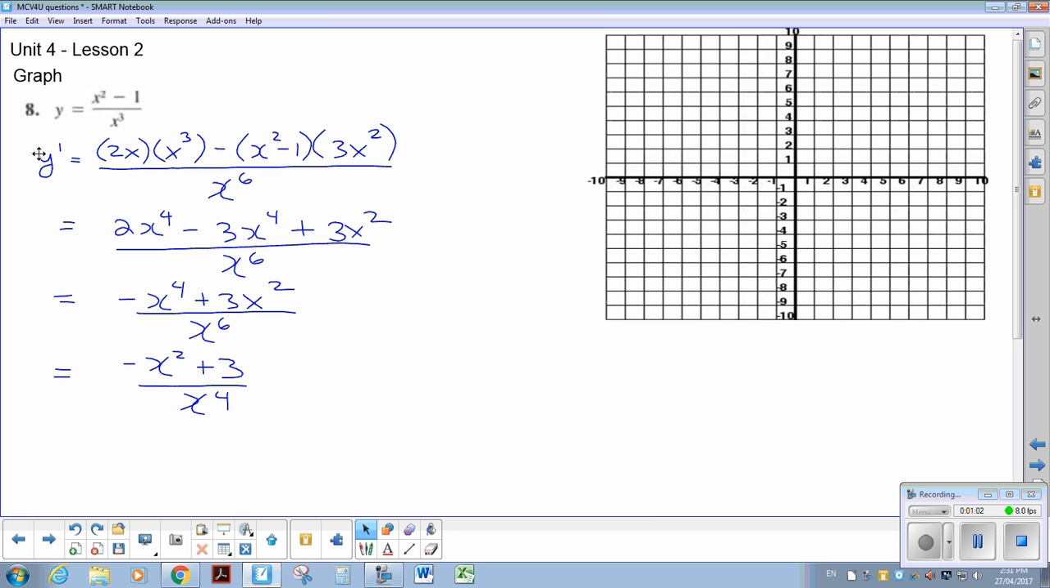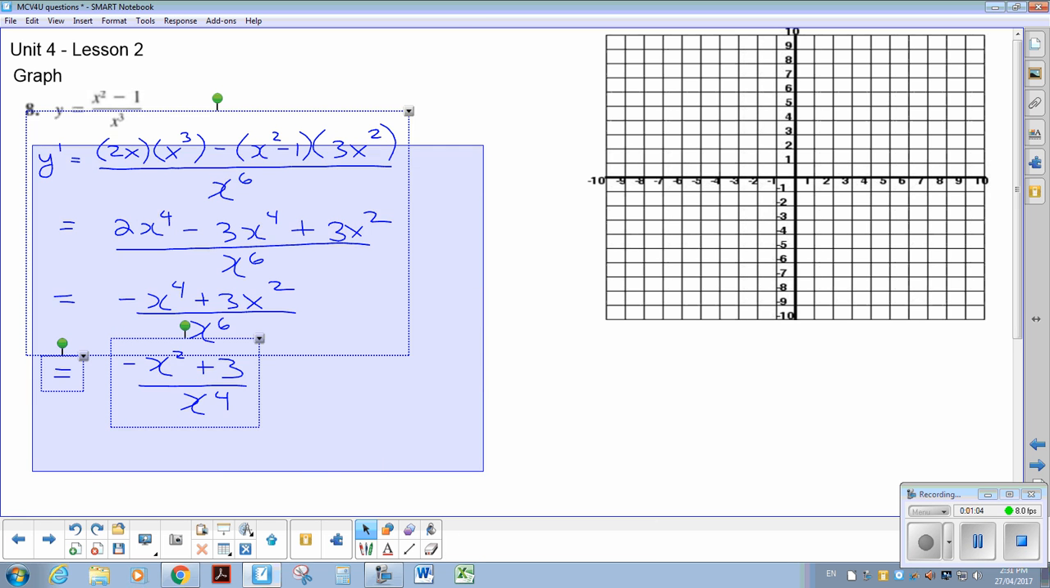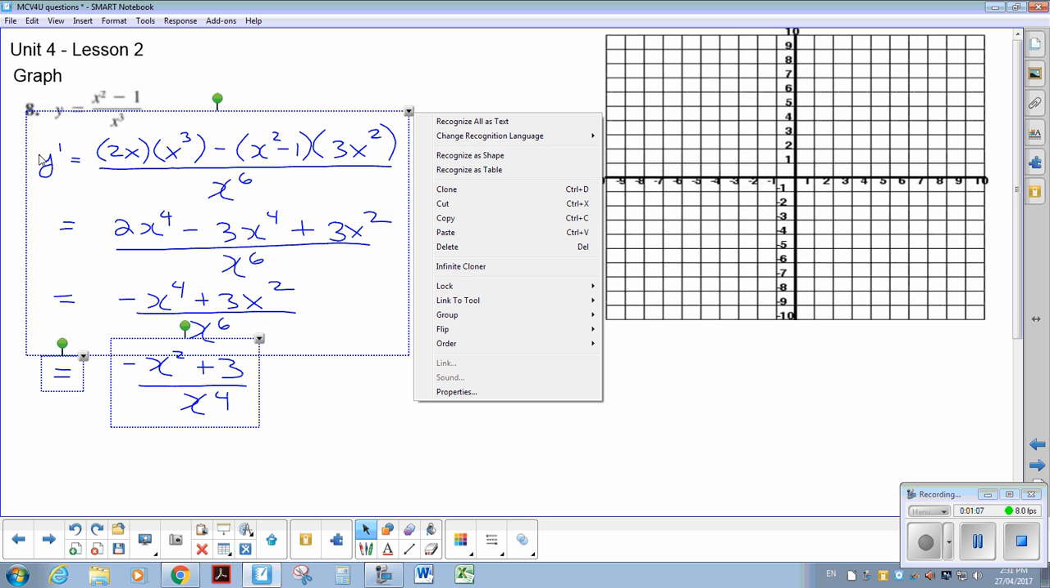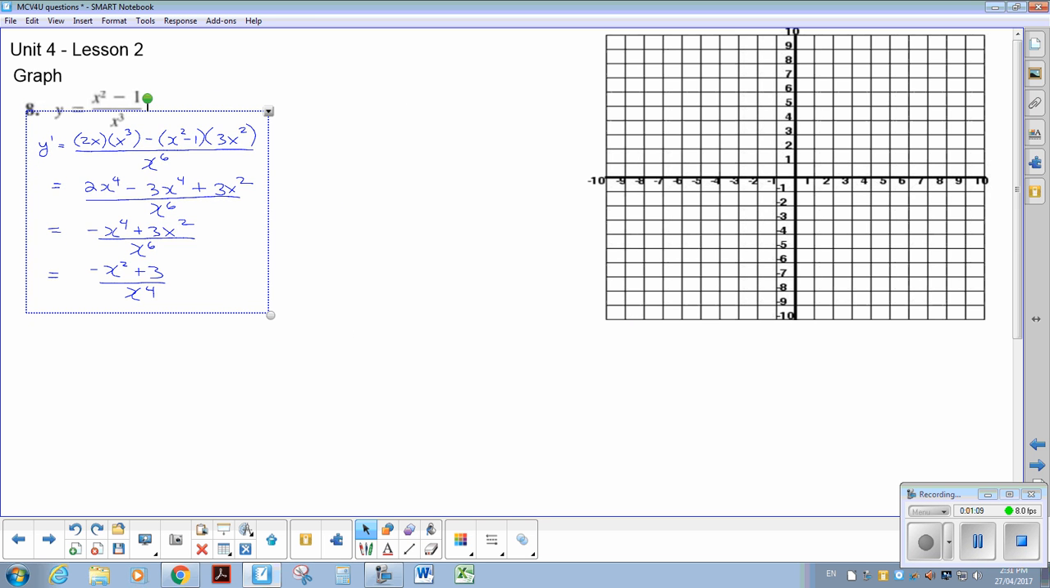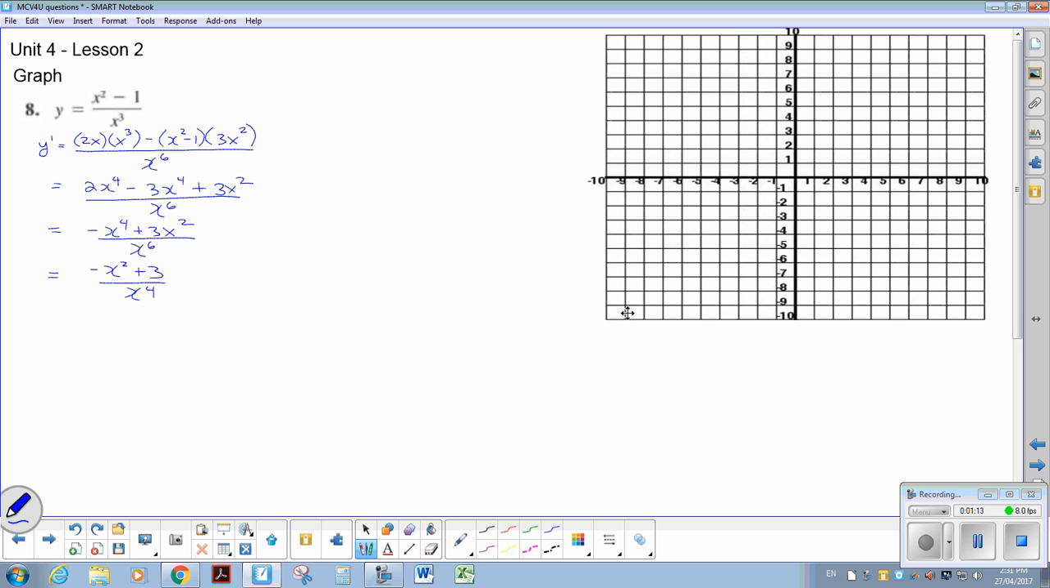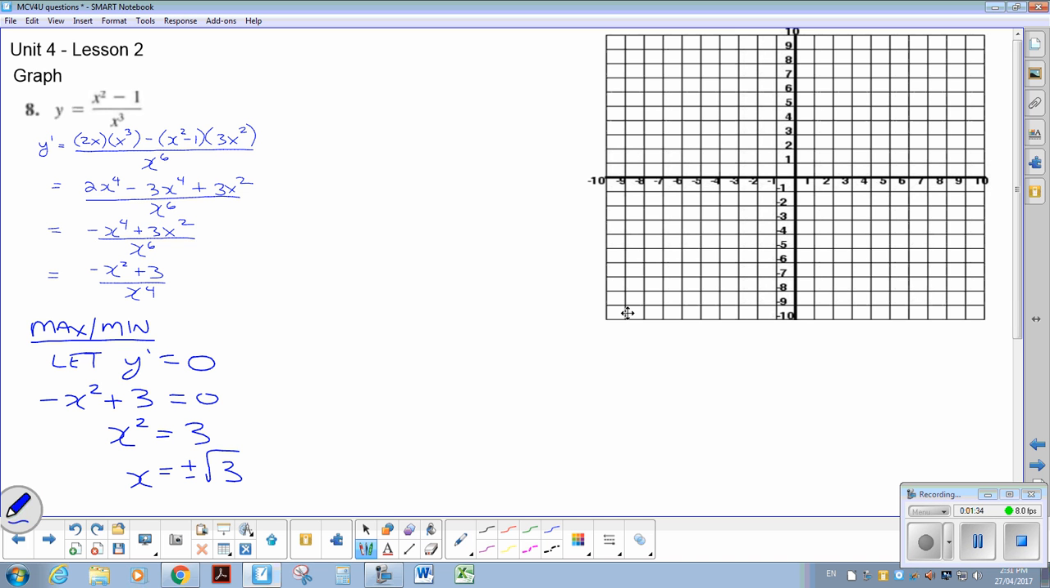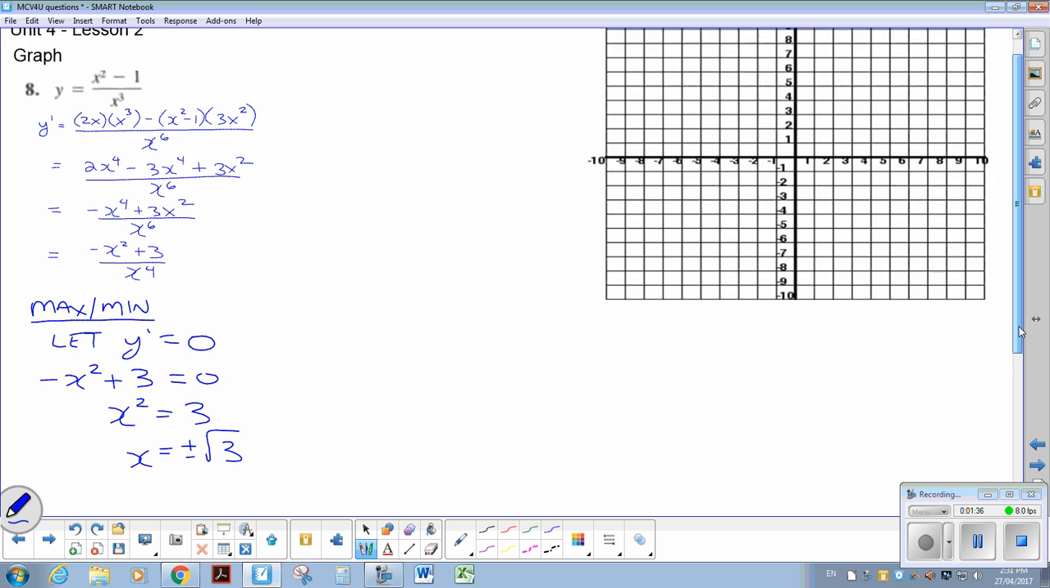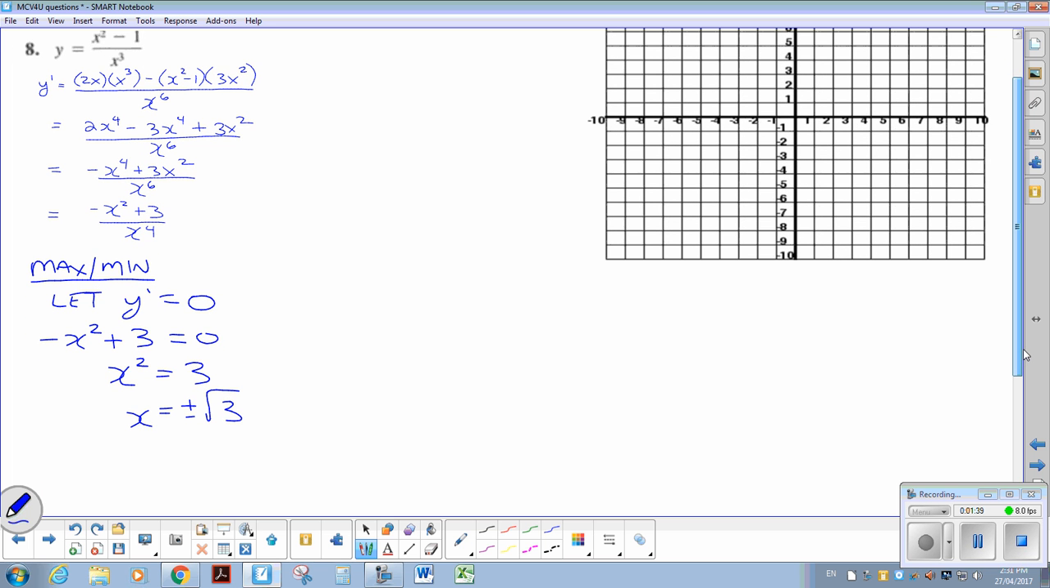So when I'm doing my graphing, again, first derivative is going to locate my max mins. So I'm going to use that to find my max mins. And again, you can also identify your inflection points. So at this point, I just want to see what a max min looks like. So this is where we let y prime equals 0. So that means that the numerator will be 0, negative x squared plus 3 equals 0, x squared equals 3, x equals plus or minus root 3. So I'm going to plug that into the calculator and get my two max min, or IP points, depending.